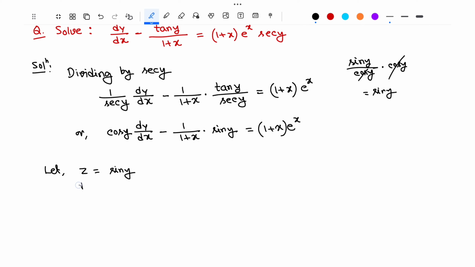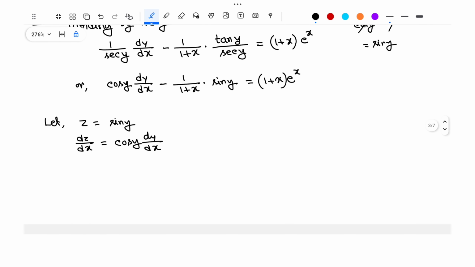So dz dx is equal to cos y dy dx. Actually, the main target is that here you have cos y dy dx, so in place of cos y dy dx you have to write dz dx. This is the main target. That's why I am taking sin y equal to z. So dz dx equals cos y dy dx. Let's say this is equation number 1.